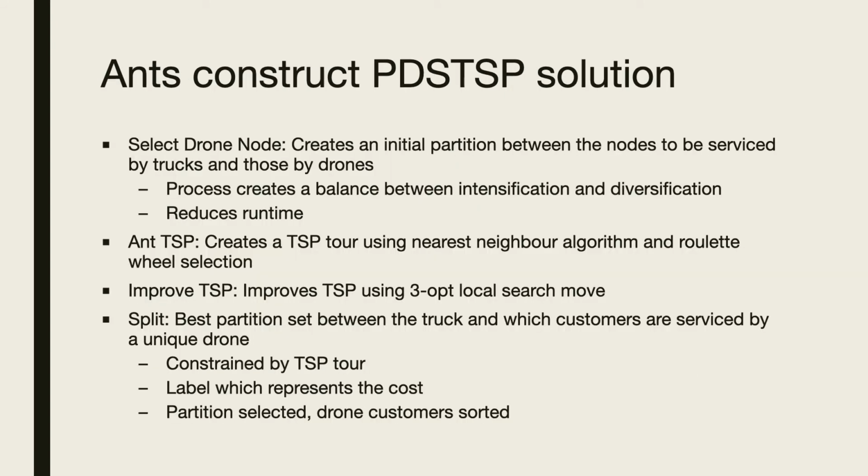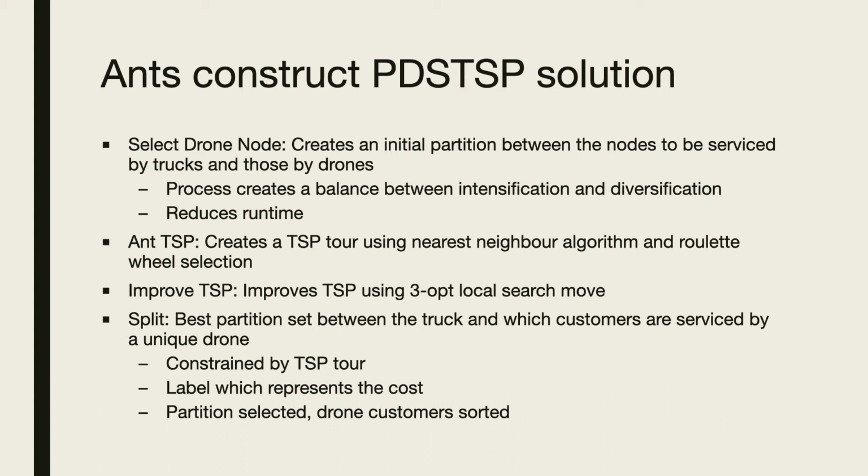Finally, in solution construction, the split function computes the best partition set between the truck and which customers are serviced by a unique drone, following the constraint that the customers serviced by the truck followed the same order as found in improved TSP. Each node from this TSP is assigned a label to represent the cost incurred by the truck, given that the cost incurred by the drone is less than or equal to a percentage of the objective value of the current best solution.